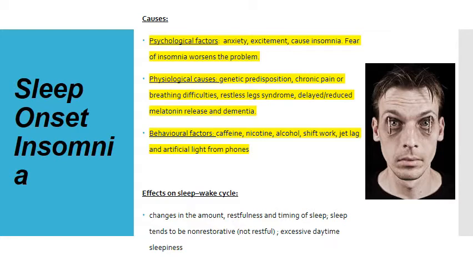Physiological causes include a genetic predisposition, chronic pain or breathing difficulties, restless leg syndrome, delayed or reduced melatonin release, and dementia. Behavioural factors include things like caffeine, nicotine, alcohol, shift work, jet lag, and artificial light from phones, which we have spoken about. So we know that when you are on your devices at bedtime, the blue light projected from the screen is enough to stop the secretion of melatonin, which of course makes you feel more alert when you should be going to sleep.